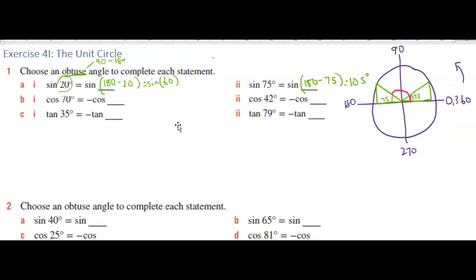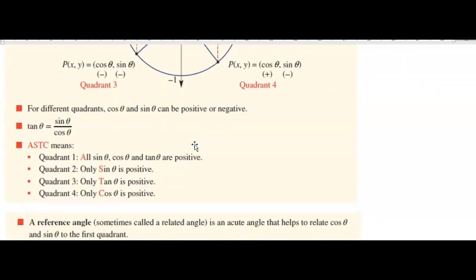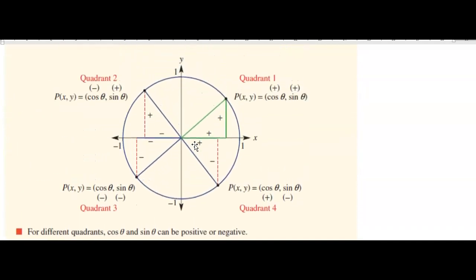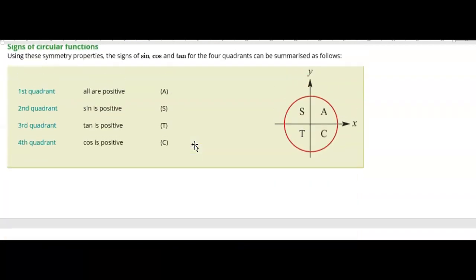Now, the next question, we've got cos 70, and then it says equals negative cos. But in the first one, we had positive sine. Now, what is happening here is in each of your quadrants, sine, cos, and tan are either positive or negative. And it is quite easy to remember which is which, but I might just go back to the theory. Let's scroll up here. Actually, we'll go a little bit further.